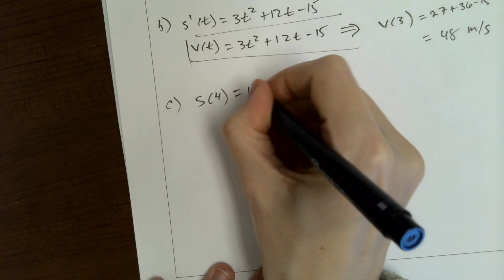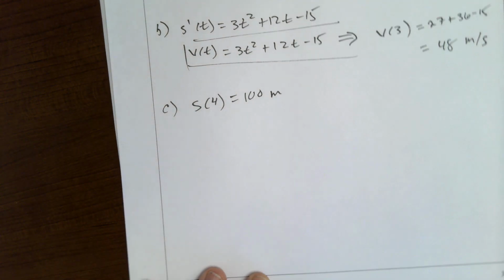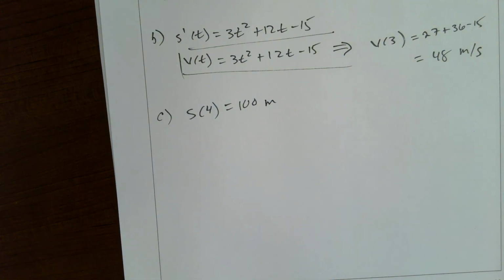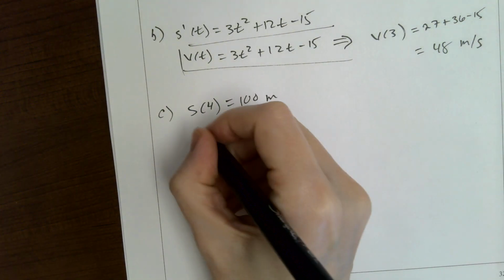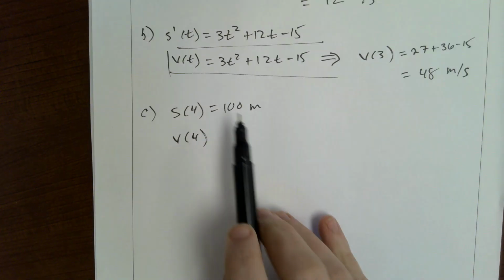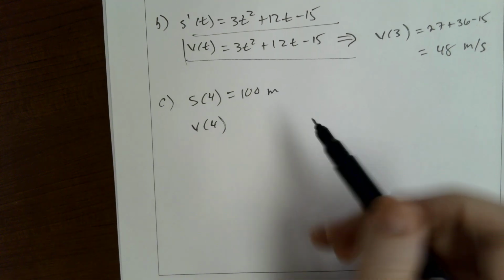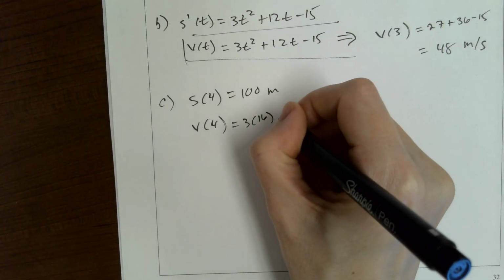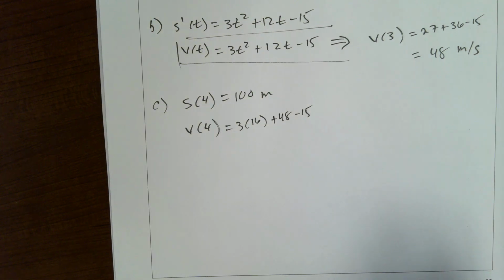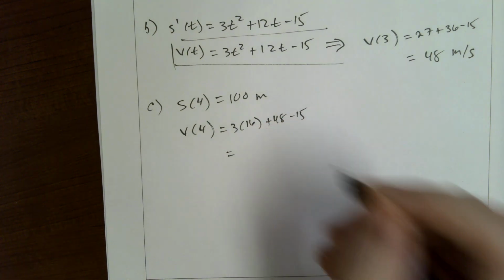Okay, that is 100 meters. So we've got a wire, and there's some point on the wire that corresponds to the origin, and we're 100 meters to the right of that point. Okay, so that's the position. Now the velocity comes from this function. You would plug 4 into this function. So that's 3 times 16 plus 48 minus 15.